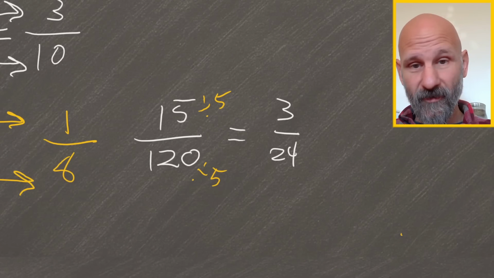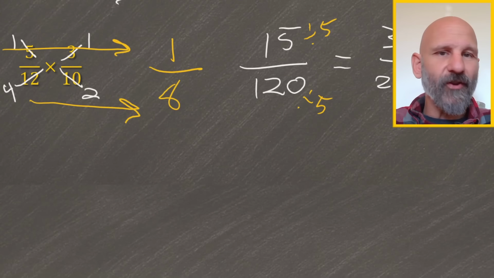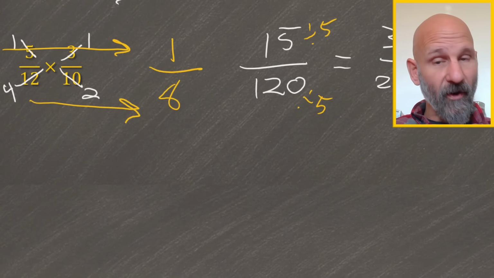Same answer, but if I multiplied straight away first, it's a little bit more work. Versus if you go ahead and cross cancel ahead of time, you're going to save yourself some work. The other thing you could have noticed too is that the 15 and the 120, you could divide them both by 15, which is a little on the tricky side.